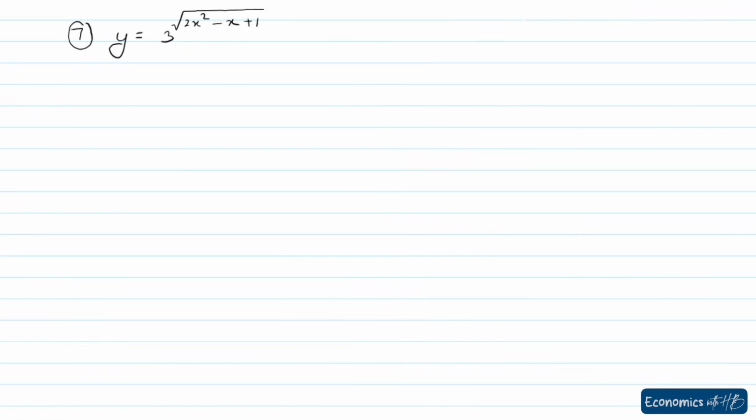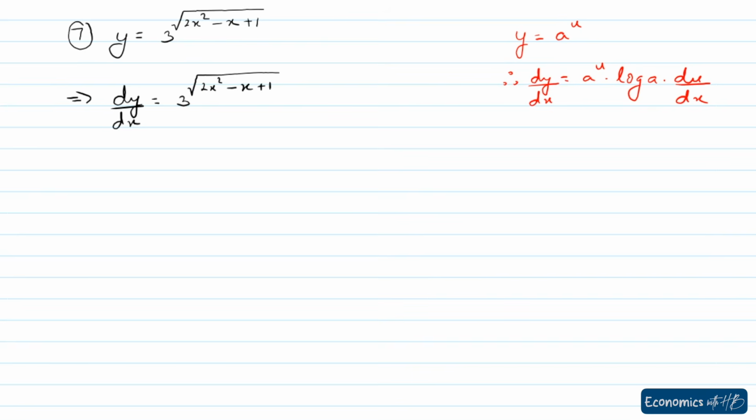So here again this is of the form what? Y is equal to a to the power u, where u is a function of x, that is under root of 2x square minus x plus 1. So dy by dx, the formula is a to the power u into log of base into du by dx. So if we apply this on this side, we get dy by dx is equal to a to the power u into log of base into derivative of u.